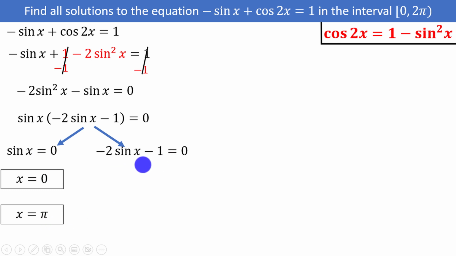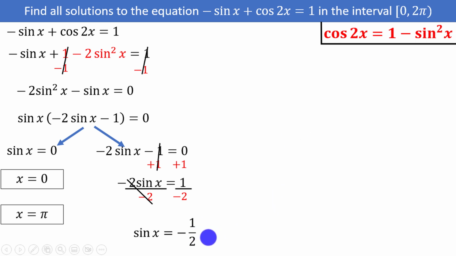Let's solve the second equation. If we add 1 to both sides, we will get that negative 2 sine of x is equal to 1. If we divide both sides by negative 2, we get that sine of x is equal to negative 1/2. Sine of x is equal to negative 1/2 twice on one revolution of the circle. Sine is negative in either quadrant 3 or quadrant 4. We know that sine of pi over 6 is equal to positive 1/2, so we need the angles for which pi over 6 is the reference angle in either quadrant 3 or quadrant 4.